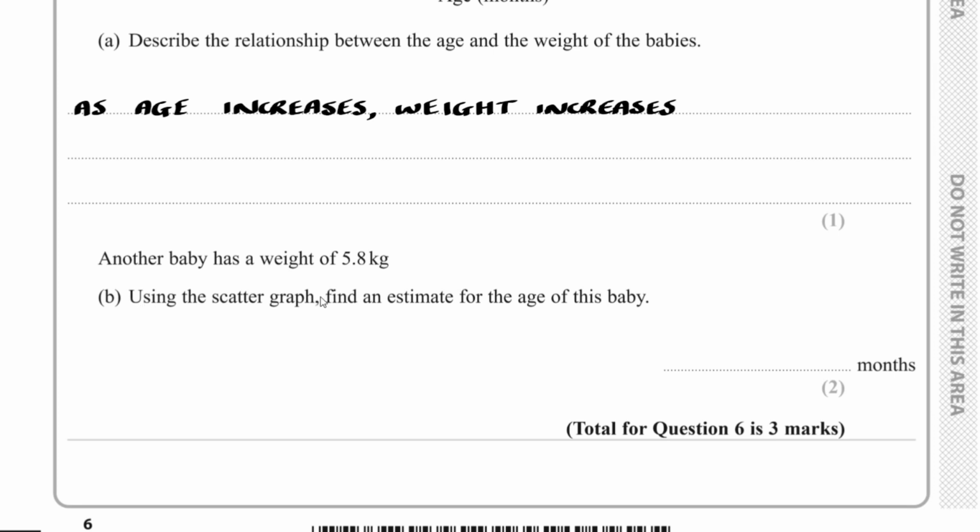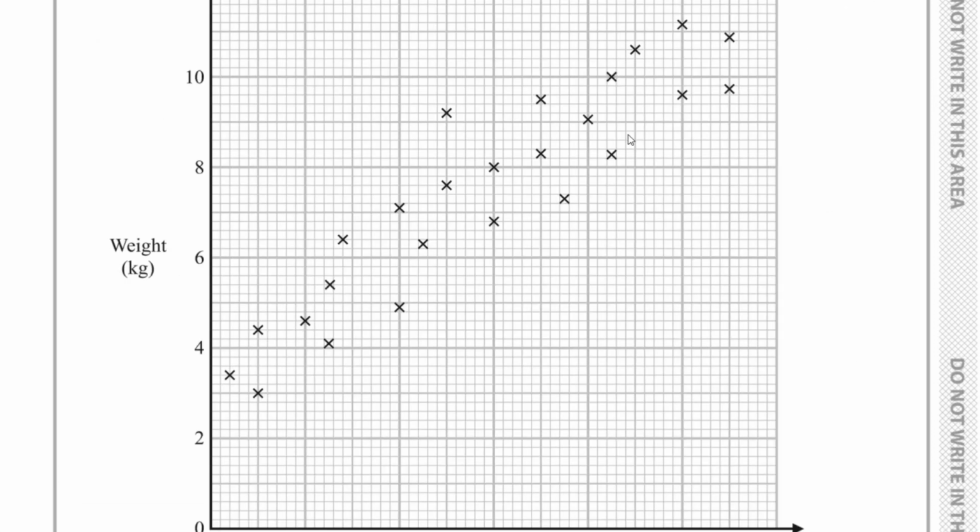Using the scatter graph, we have to find an estimate for the age of this baby. Our first step is to draw a line of best fit. And with the line of best fit, we want roughly the same amount of points above the line as we have below the line. Something like this.